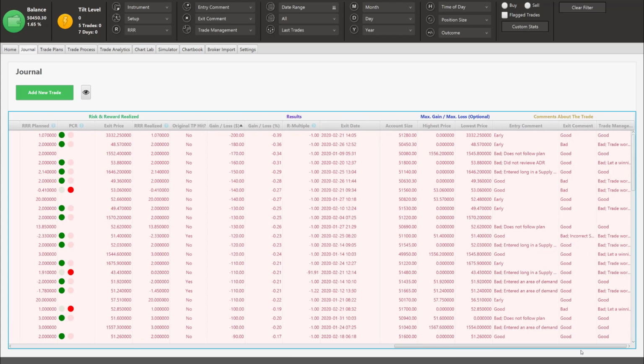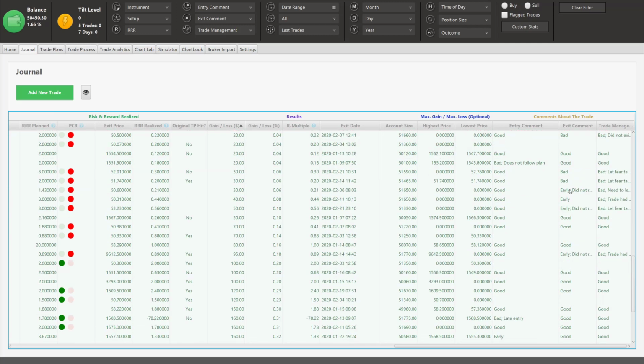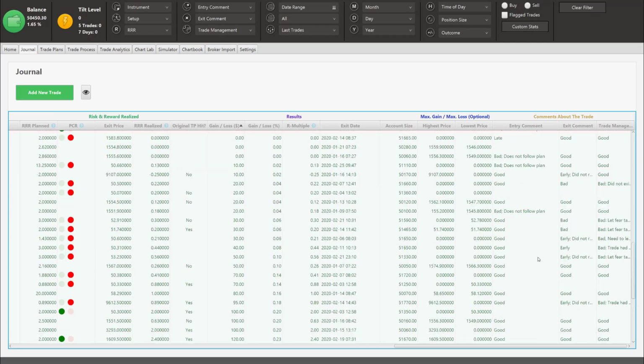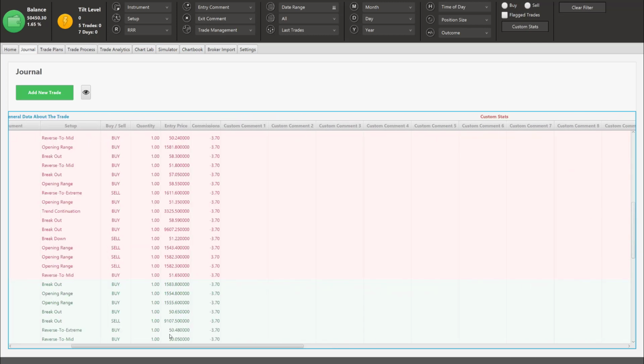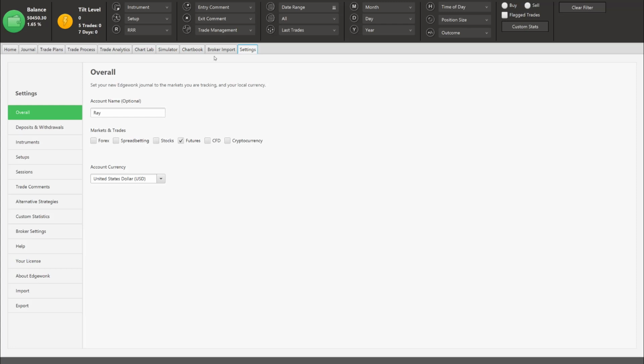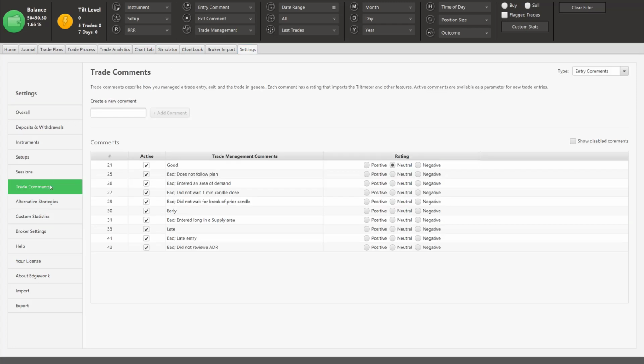And when we scroll to the right, you can see the trader for most of the trades filled out the entry, the exit and the trade management comments, which classify how well the trader is behaving. But for some reason, when we go to the settings and then we go to the trade comments, you see that the trader has not assigned any rating.